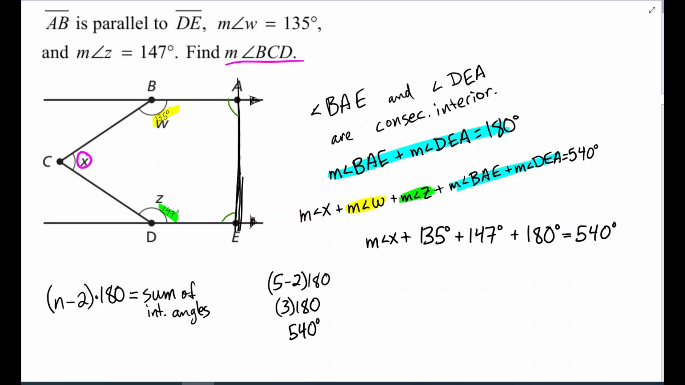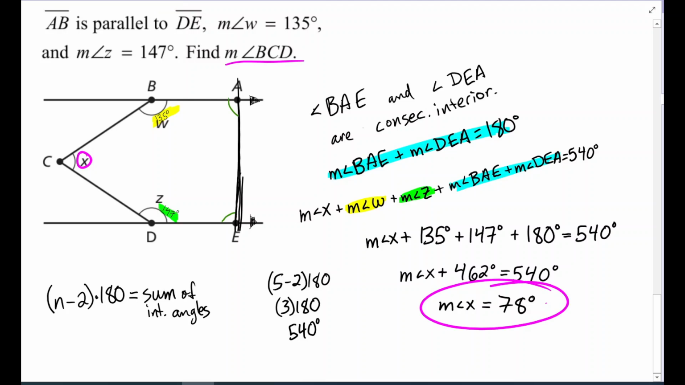Now we add those together. So let's see, 135 plus 147 plus 180, measure of angle X plus 462 degrees equals 540 degrees. Subtract 462 from both sides, and the measure of angle X is 78 degrees. There we have it. The measure of angle BCD is 78 degrees.